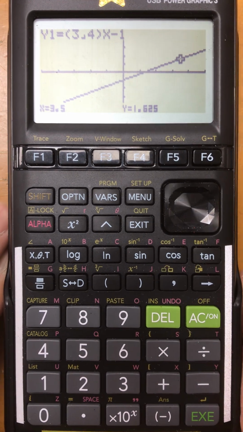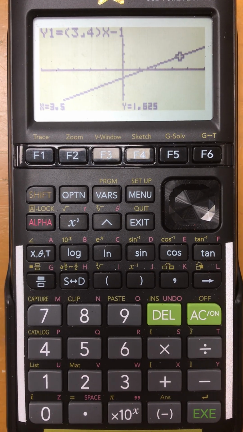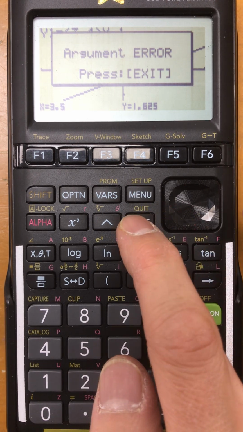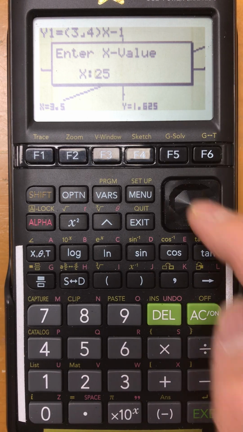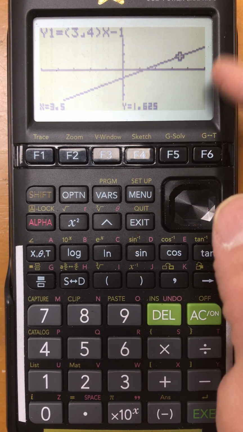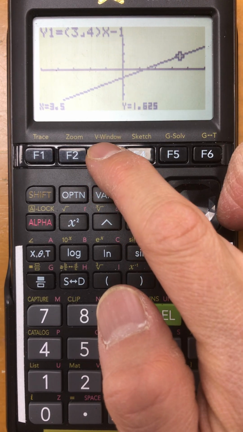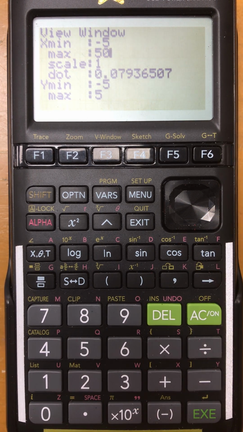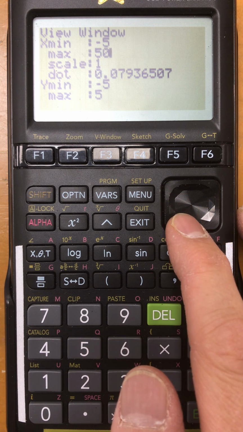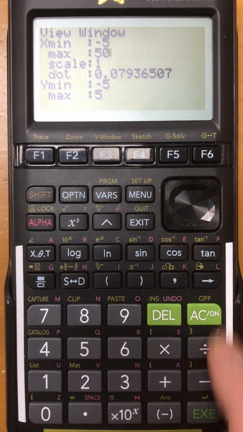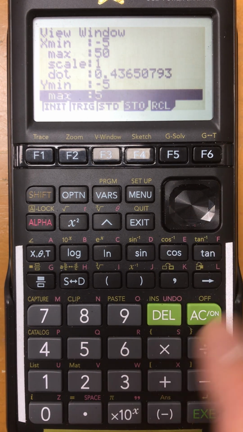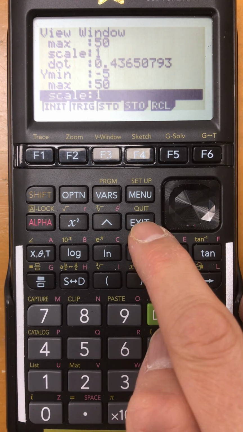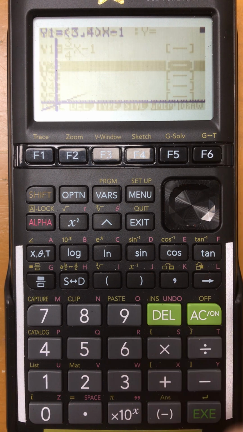Okay, next one, x value of 25. So x value of 25, argument error because x value of 25 doesn't fit. I need more room on my window. So window, x max, let's go to 50, so there's lots of room, and then I predict my y value is going to go up as well, so y max, let's go to 50 as well, execute, exit, let's draw it.